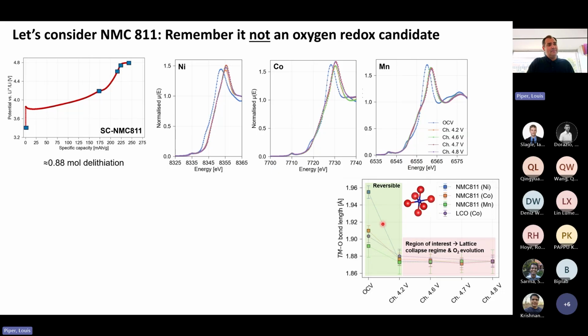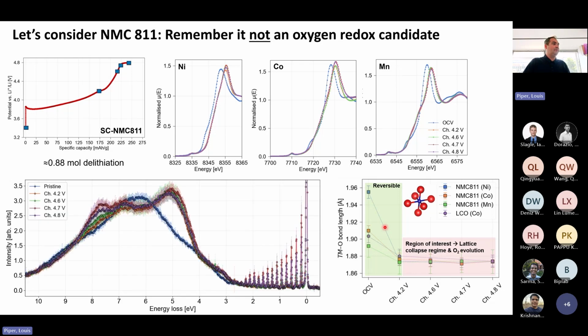We see that both the nickel and the cobalt bond lengths for all the different systems would shrink, which is what you expect when they're oxidizing, but then plateau out afterwards. And this was quite interesting. We viewed this as a region of a lot of interest, because this is a regime we try to avoid in real cells, because that's where we see a lot of degradation. And that's where we did the high resolution RIXS.